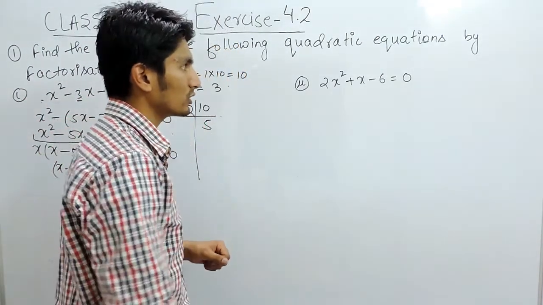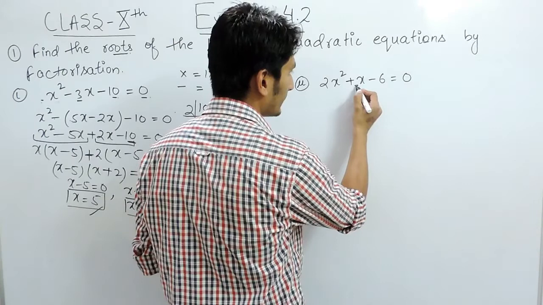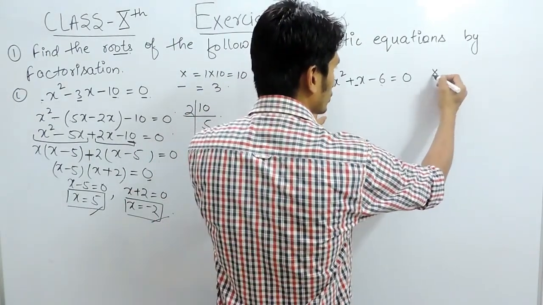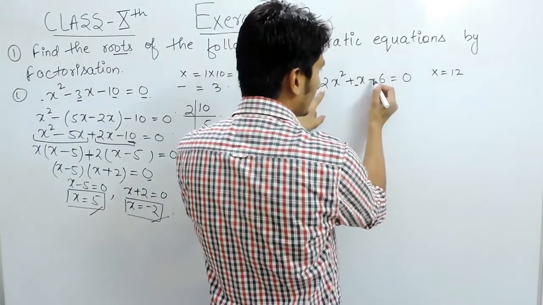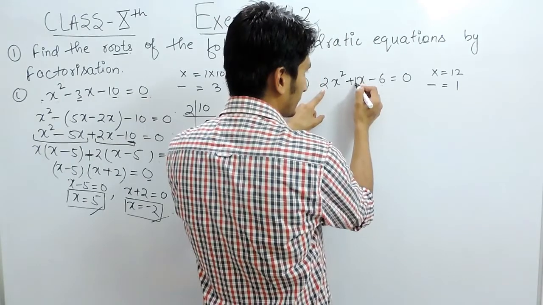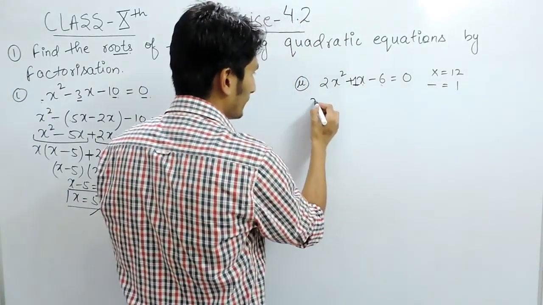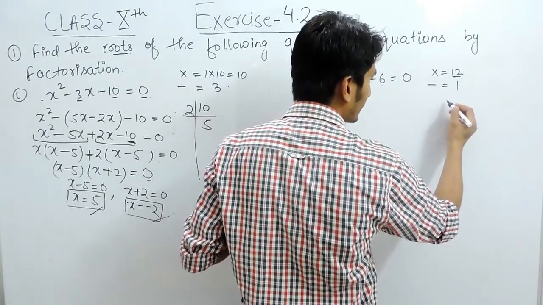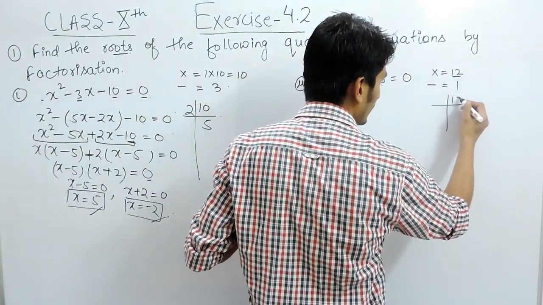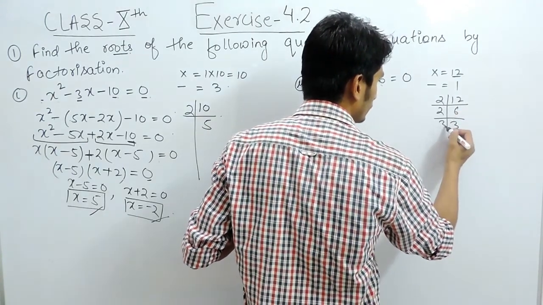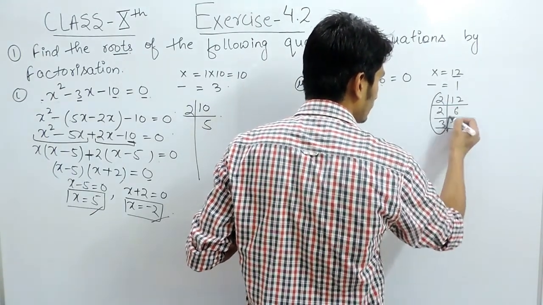Similarly, you can solve this also. In this, you have to split this x into two parts such that their multiplication is equal to 12, and since there is a negative sign, their difference must be 1, because here it is 1. For that you can factorize 12. So this is 12: 2 into 6, 2 into 3, and 3 ones are 3. So these are its factors.